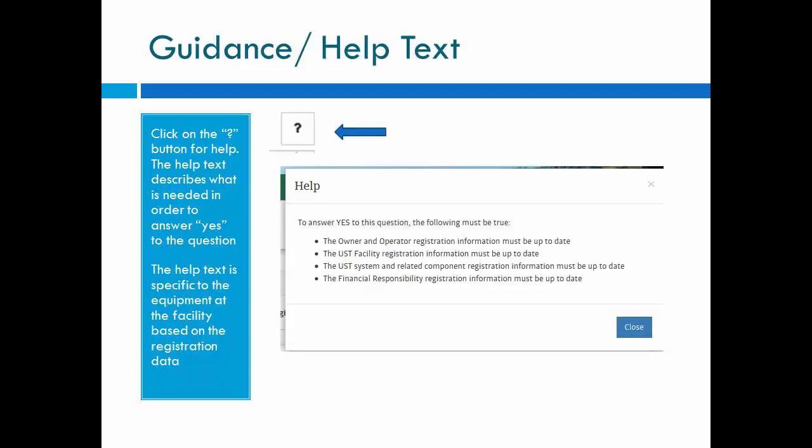The compliance certification form is designed to provide you facility-specific guidance for each question. Click on the question mark button next to each question to access this guidance. The help text will describe what is needed or what must be done in order to answer yes to the question. The help text is specific to the equipment at the facility, and it's based on the registration data.